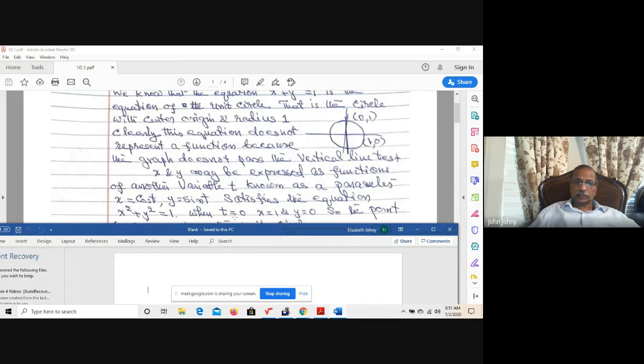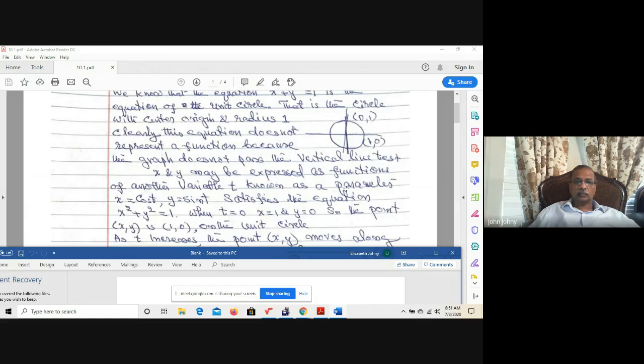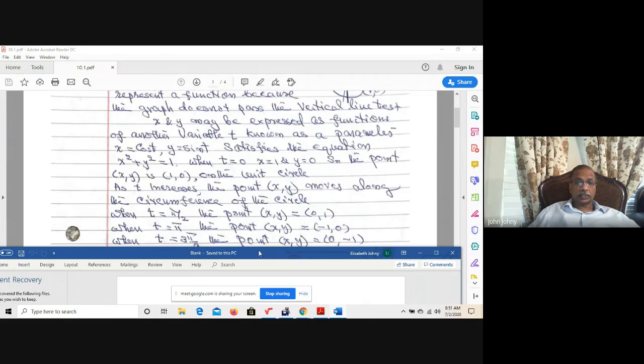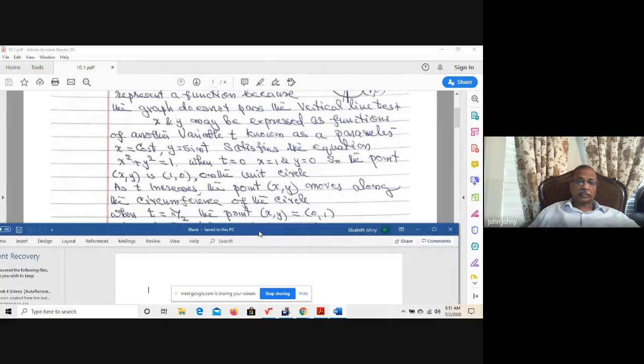When t is equal to 0, x is cos 0, which is 1, and y is sin 0, that is 0. So the point (x, y) is (1, 0). So (1, 0) corresponds to t equal to 0. As t increases, the point (x, y) moves along the circumference of the circle. When t is equal to pi over 2, the point is (0, 1), because cos pi over 2 is 0 and sin pi over 2 is 1.